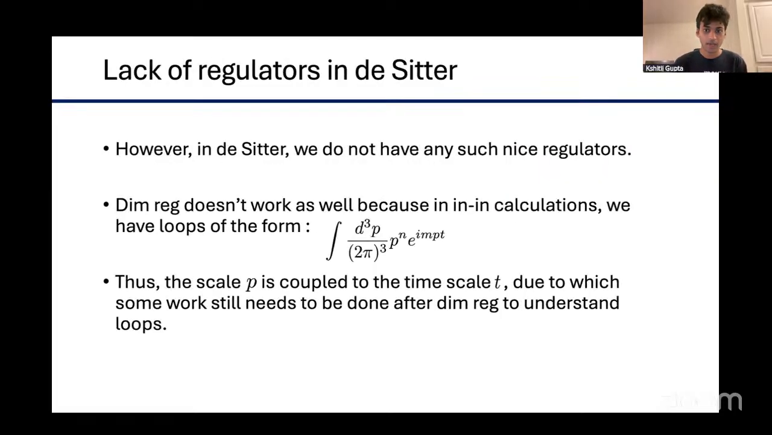But in de Sitter, we don't have this. Roughly, even dimreg doesn't work as well in de Sitter because in calculations, we usually have loops of the form some power law of p, but we also have an e^{ipt} term because you're calculating the loops at some fixed time t, and so you have these exponentials from the oscillating modes. Because of this, p and t scales are intimately coupled, and this essentially doesn't allow dimreg to work as cleanly as it does in flat spacetime.